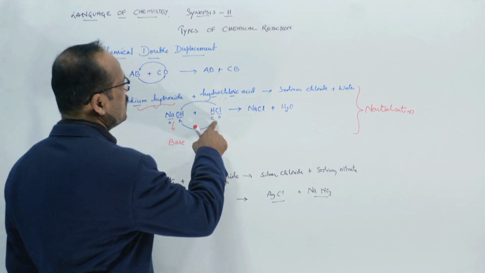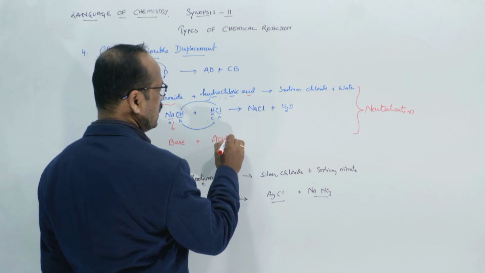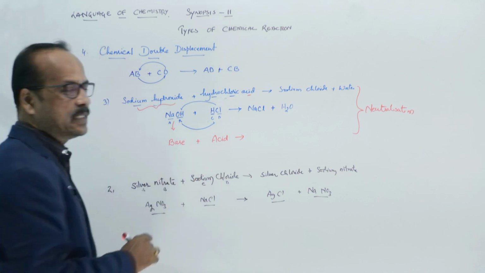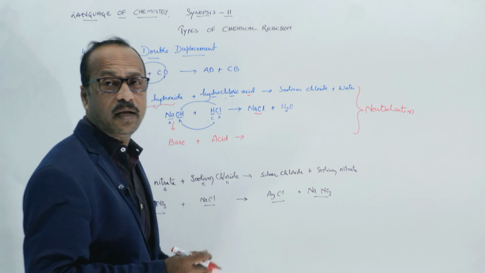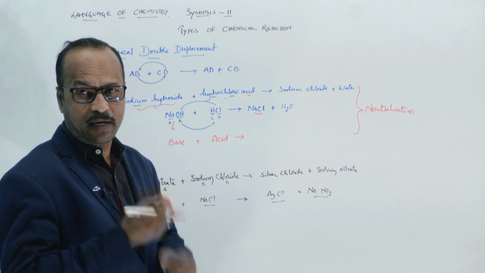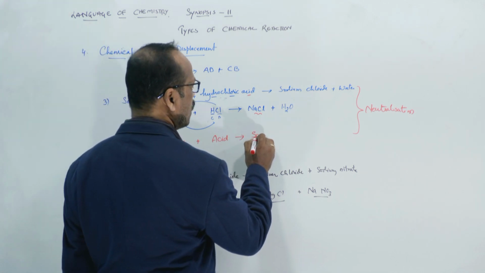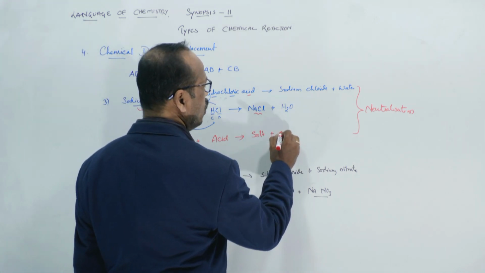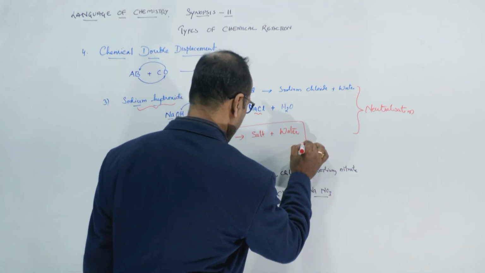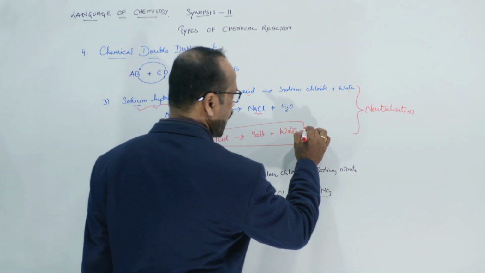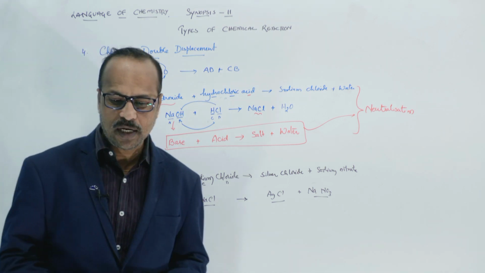Now, HCl. HCl is hydrochloric acid, so this is an acid. When a base and an acid react, what is forming? Sodium chloride. What is sodium chloride? Salt, which we eat in the diet. And H2O is water. So this reaction is called a neutralization reaction. Clear, students?